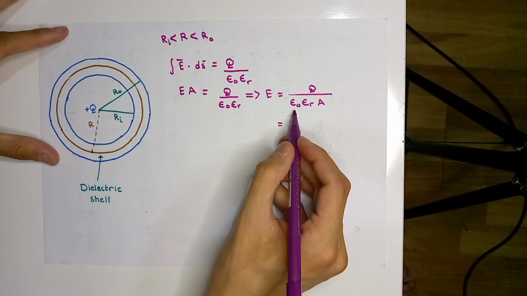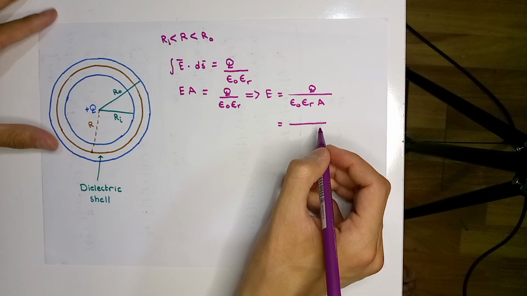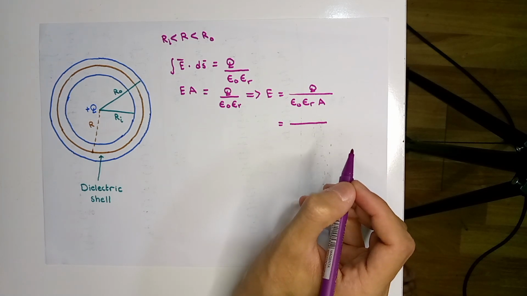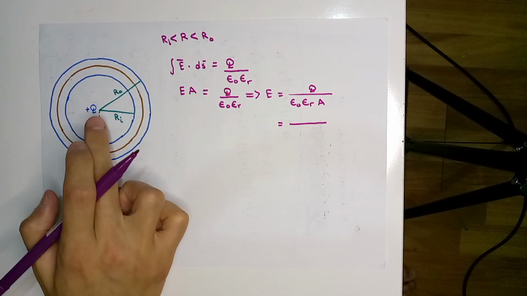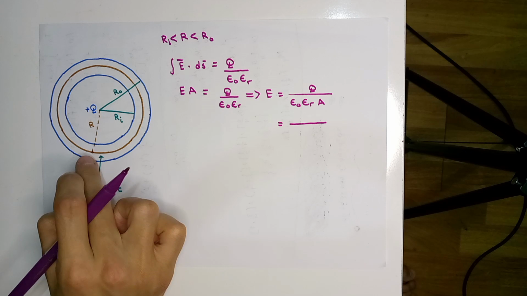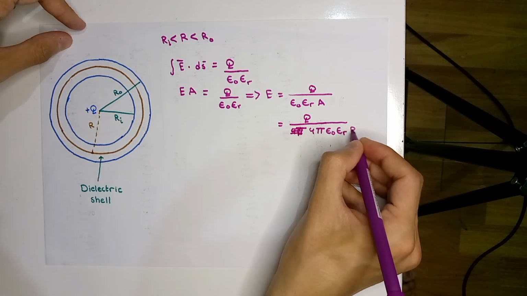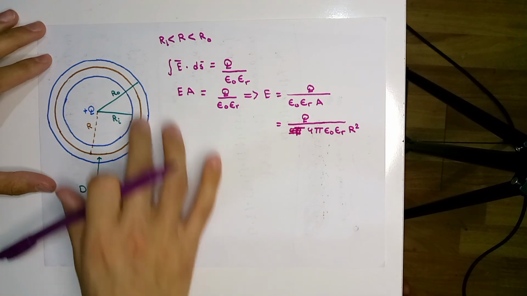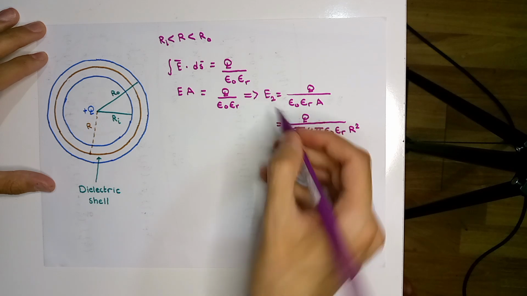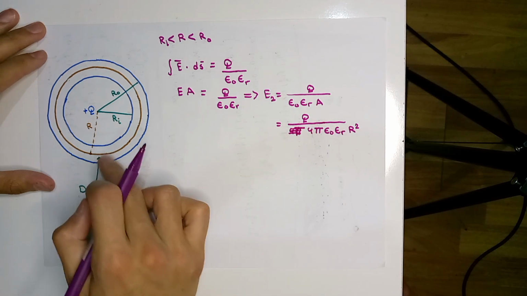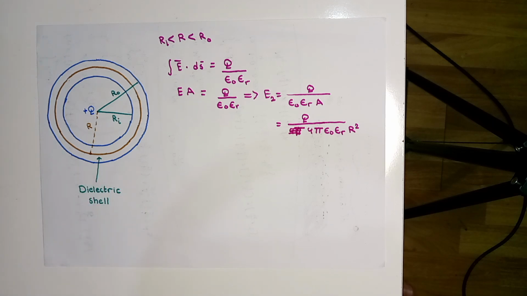The area of this Gaussian surface, as we mentioned before, is equal to 4 pi r squared, where r is the radius of this Gaussian surface, or the distance between the point charge and some point inside the dielectric shell. For the quantities inside this region, I'm going to use the subscript 2. I mean, the electric field in this region is E2, and the electric potential in this region is V2, etc. Now let's determine the electric potential.